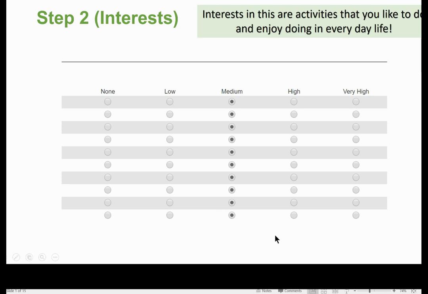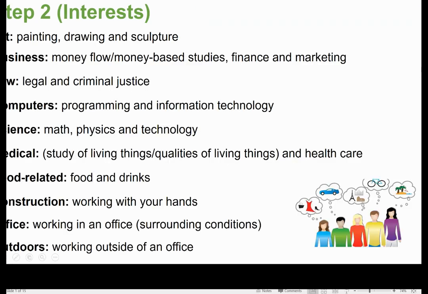And if you're okay with doing it, it doesn't matter to you either way, you leave it at the medium. So I'm going to go through these quick because they're pretty easy to understand. Are you interested in art? Are you interested in business? For example, do you like working with money? Do you like studying how money works and the way money goes through the banks?